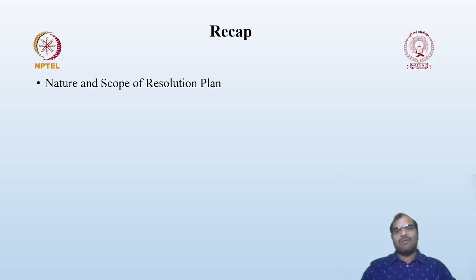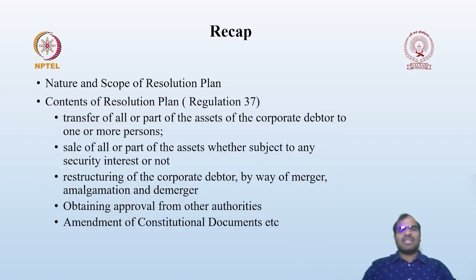Let us recap what we discussed yesterday. In yesterday's class we discussed nature and scope of the resolution plan. Then we discussed the contents of resolution plan under regulation 37. We discussed each and every clause in detail, like the resolution plan can have transfer of all or part of the resolution assets and sale of all or part of the assets, whether subject to any security interest or not, restructuring of the corporate debtor, and obtaining approval from other authorities. So what can be there in the resolution plan? The contents of the resolution plan we discussed yesterday in detail.